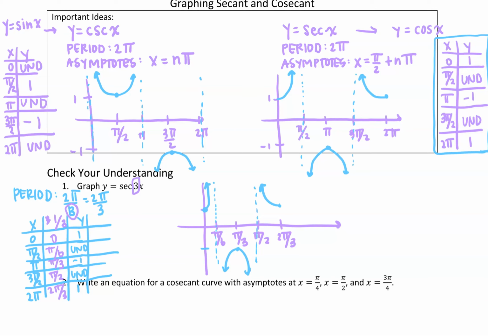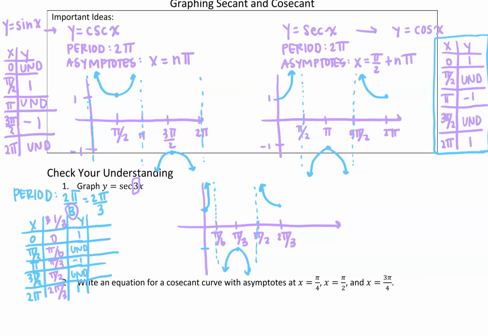Okay, so look at how your asymptotes changed here. Normally the asymptotes happen at intervals of what? Pi over 2, right? So now they're at intervals of pi over 6. Good.